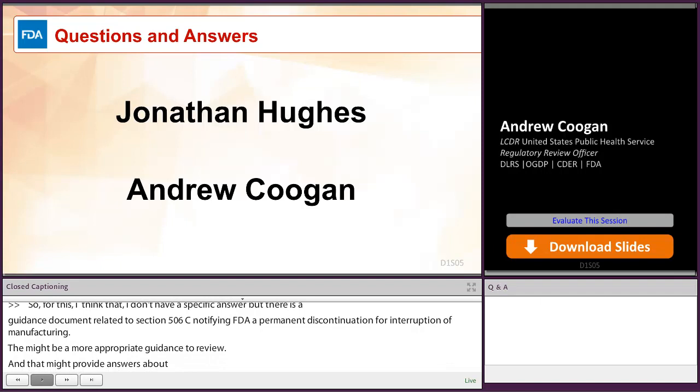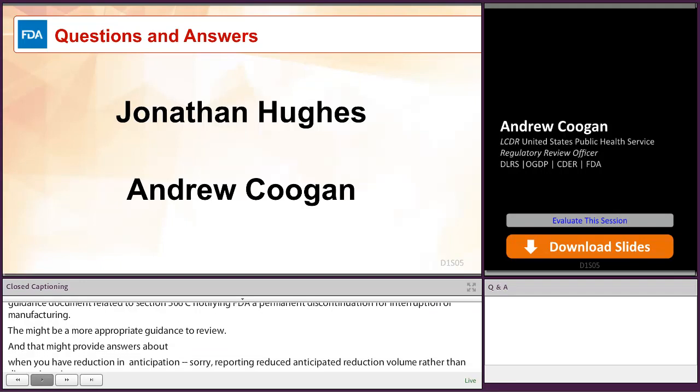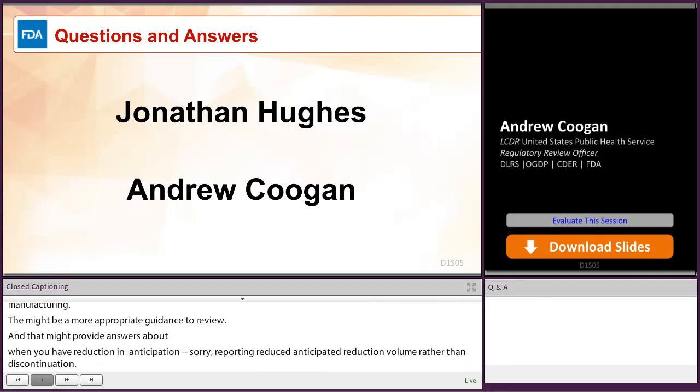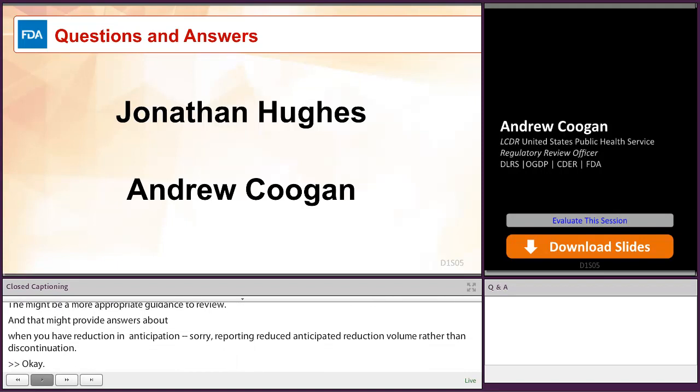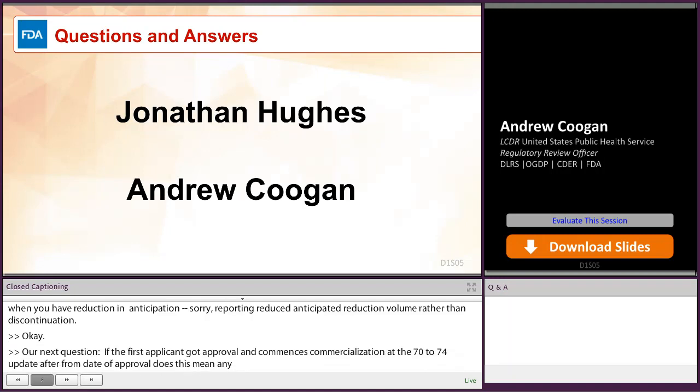So our next question is, if the first applicant got approval and commences commercialization on the 70th day from the date of approval, does this mean that any other ANDA applicant for a drug that is the same as a CGT can get approval anytime between final approval and commercial commencement of the first applicant's ANDA?